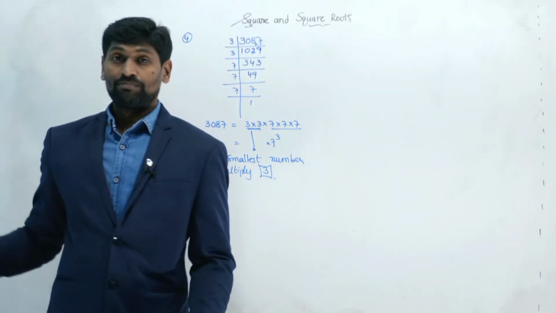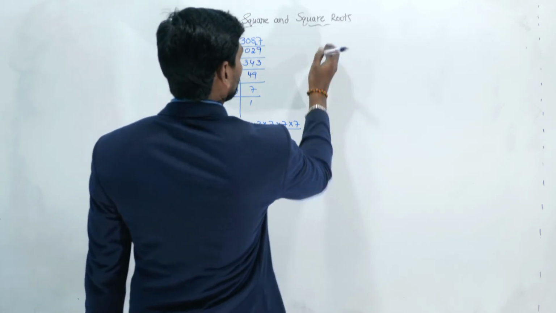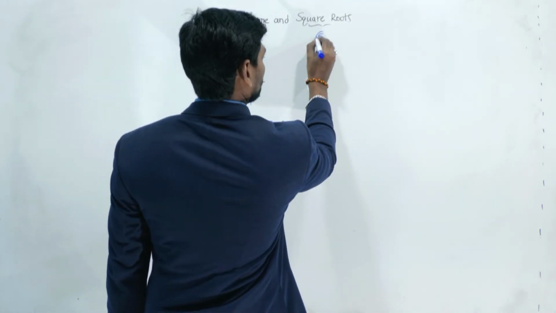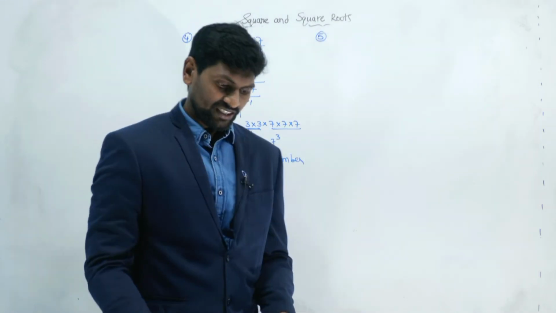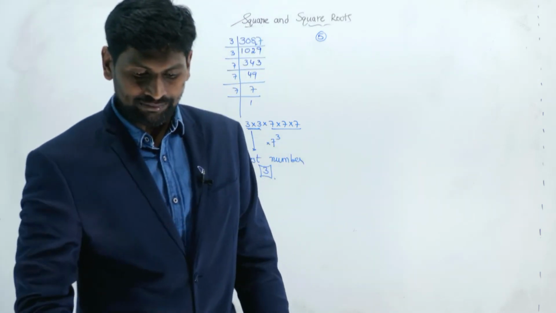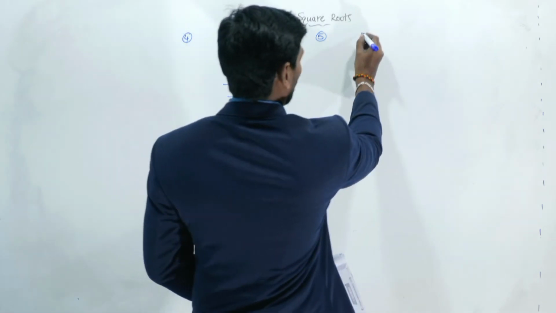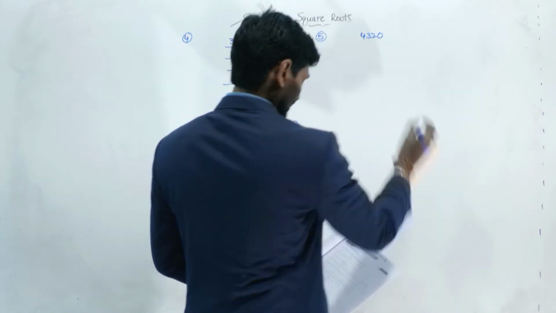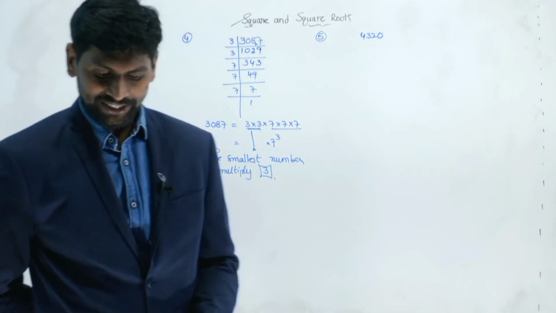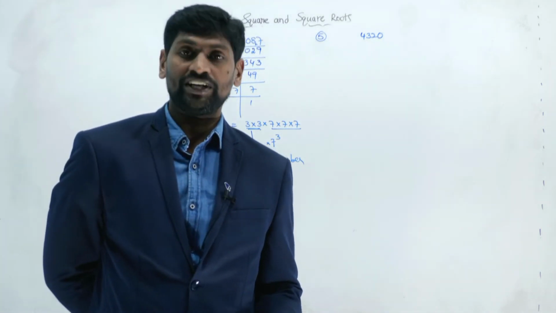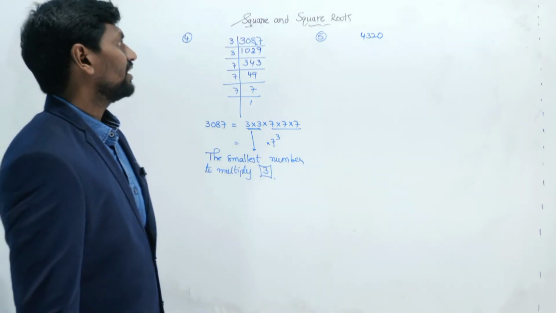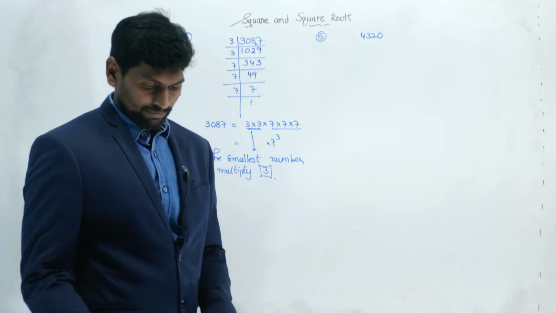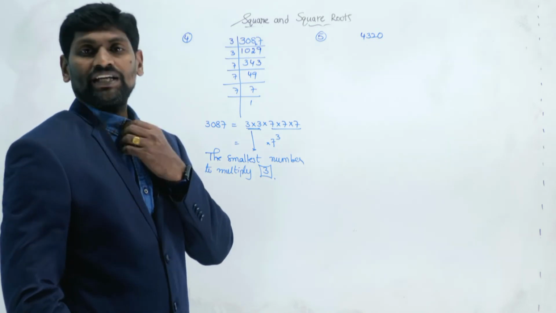Let us go to question number 5. Question number 5 is, by what least number should 4320 be multiplied to obtain a number which is a perfect cube? Again, same answer. What is the perfect cube? We have to multiply the least number to be multiplied.